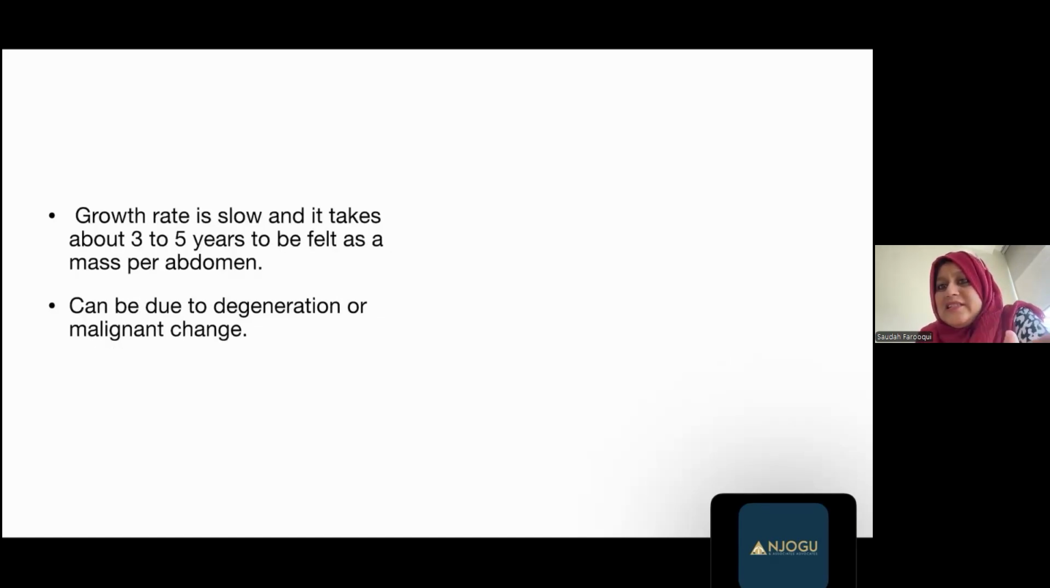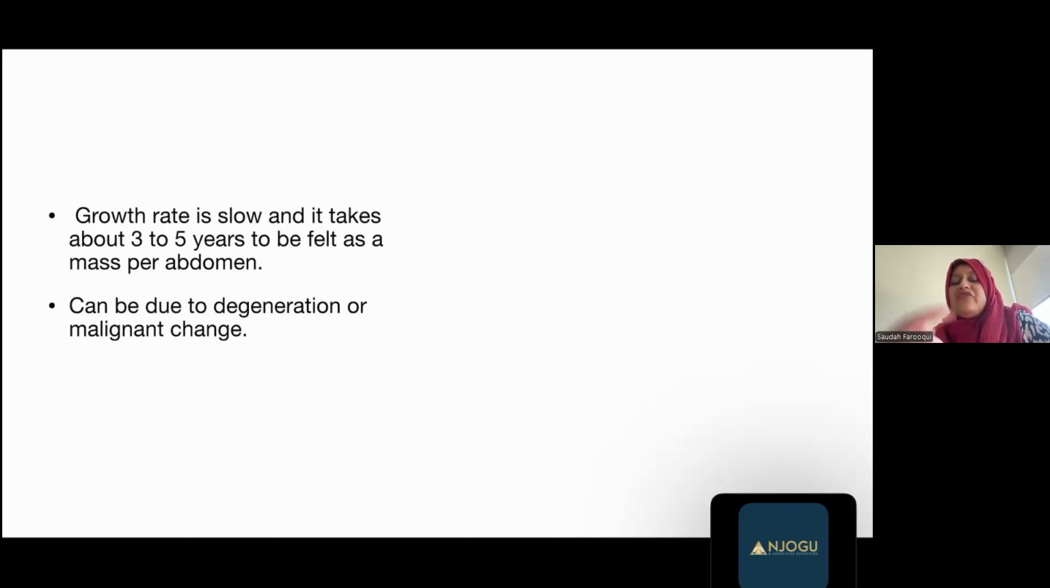The growth rate is typically slow, and it may take about 3 to 5 years to be felt as a mass per abdomen. So for purposes of context, by the time a mass or a pregnancy is felt per abdomen, you're already 3 months pregnant. So 3 months is about 12 to 13 weeks. That's when, as a gynecologist, as a doctor, we're able to palpate or feel your uterus from the abdomen. So you can imagine, by the time a fibroid is big enough for us to feel it, it's as big as a pregnancy of about 3 to 4 months.